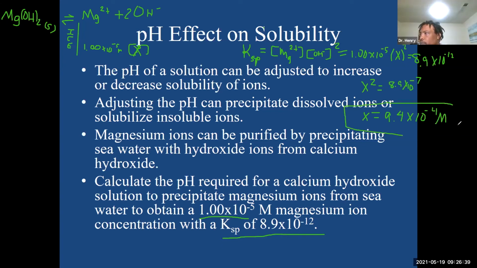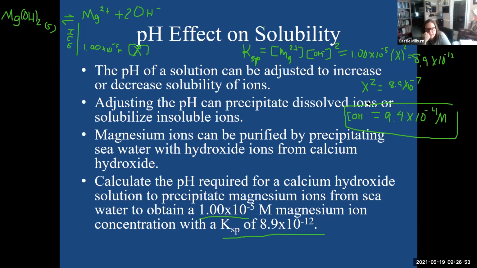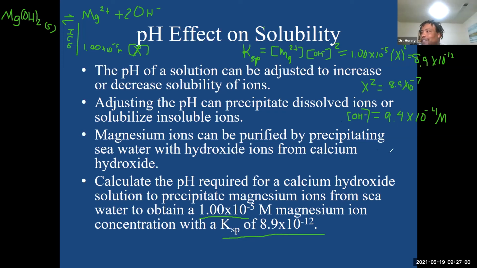Okay. So that would be our concentration of OH minus, right? Then you have to take the log for the pH, right? We'd have to take the negative log of the concentration of OH, which is going to equal our pOH.